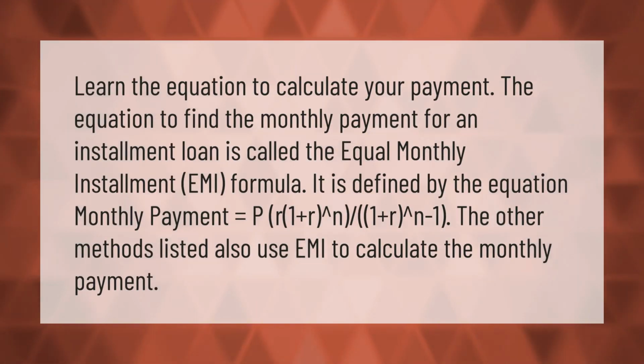Learn the equation to calculate your payment. The equation to find the monthly payment for an installment loan is called the equal monthly installment (EMI) formula. It is defined by the equation monthly payment equals P times R times (1 plus R) to the power N, divided by (1 plus R) to the power N minus 1. The other methods listed also use EMI to calculate the monthly payment.